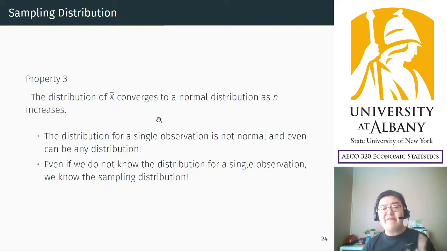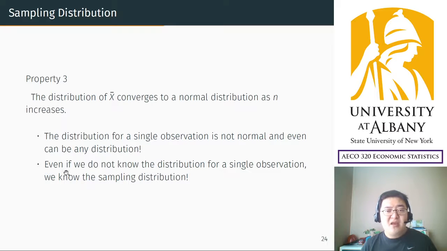We have considered many different starting points, many different distributions for a single dice, but in all cases, they converge to a normal distribution. The distribution for a single observation is not normal. It doesn't need to be a normal distribution, it can actually be any distribution. So still the property holds.